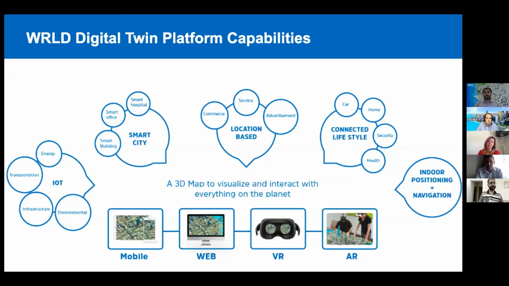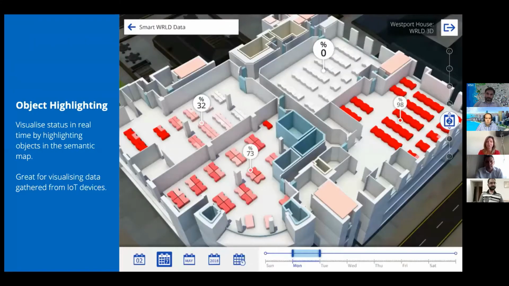Okay, so at this point, you might be curious about what these features look like in WRLD. So let's have a look at our common features. This one is the object highlighting. People can visualise status in real time by highlighting objects in a semantic map.